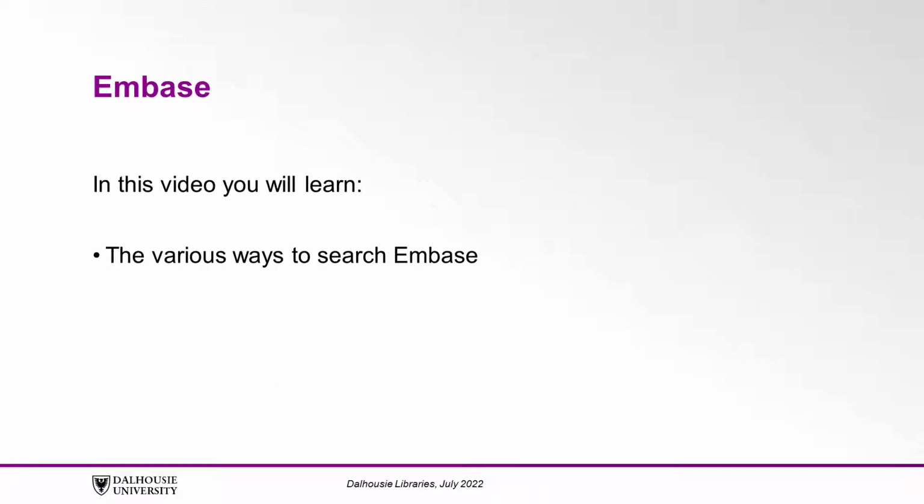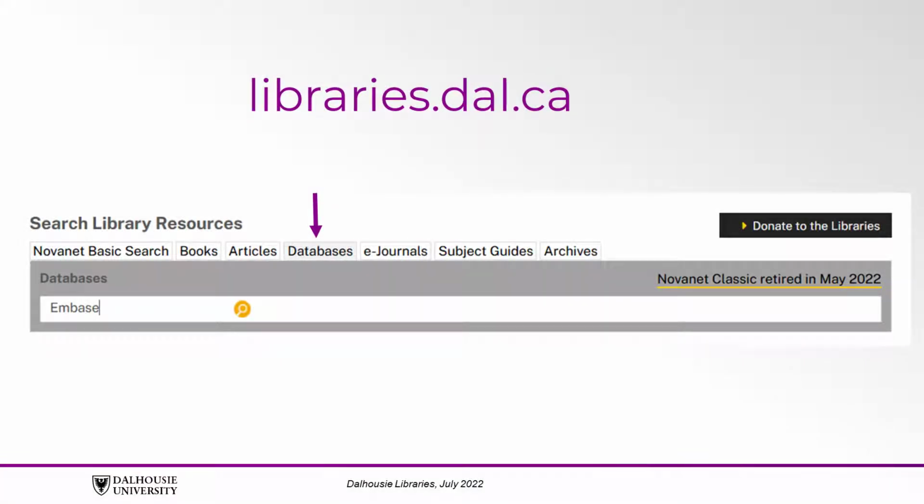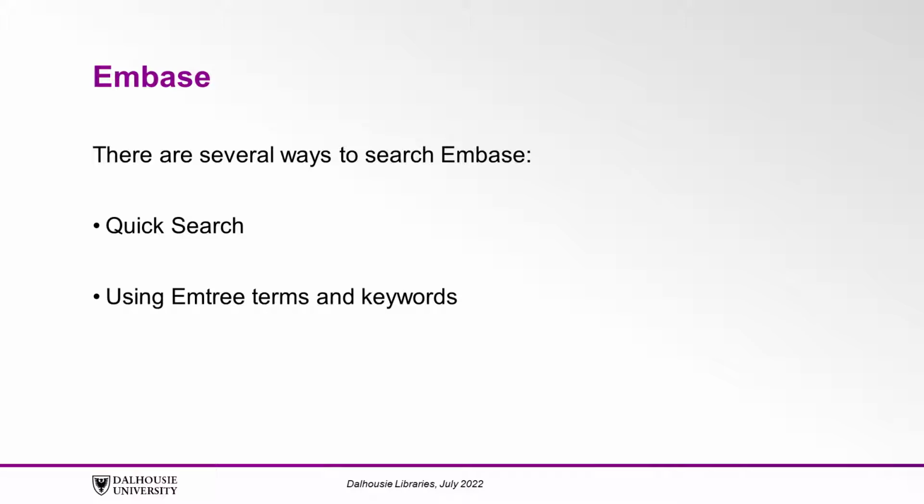In this video, you will learn the various ways to search Embase. Embase includes article citations from over 8,000 journals published across the world, as well as article citations from Medline. Users can access this subscription database through the Dalhousie Library's website at libraries.dal.ca. There are several ways to search Embase.